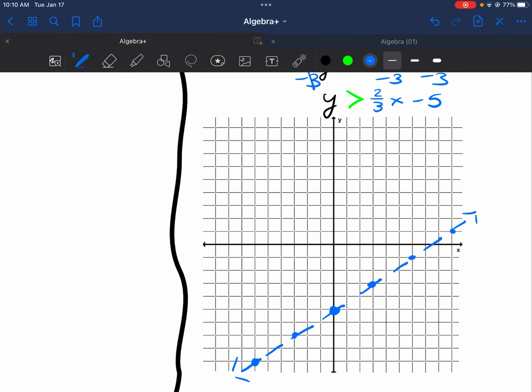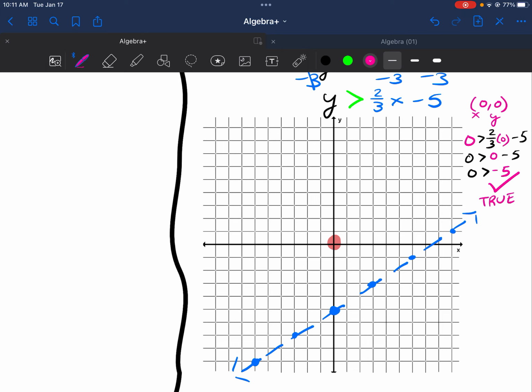Now step 5. See how 0, 0 over here is kind of far away from the line? I'm going to use 0, 0 as a point. It's usually my go-to. So if I use 0, 0, that means my x is 0, my y is 0. So I get 0 is greater than 2/3 times 0, because that's where the x is, minus 5. I'm going to simplify. 2/3 times 0 is 0, minus 5, so 0 is greater than 0 minus 5, which is negative 5. This is true. 0 is greater than negative 5.